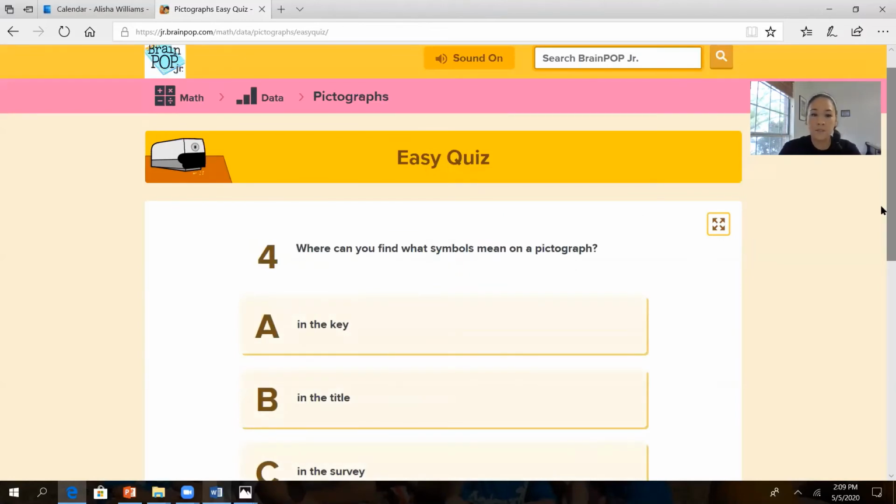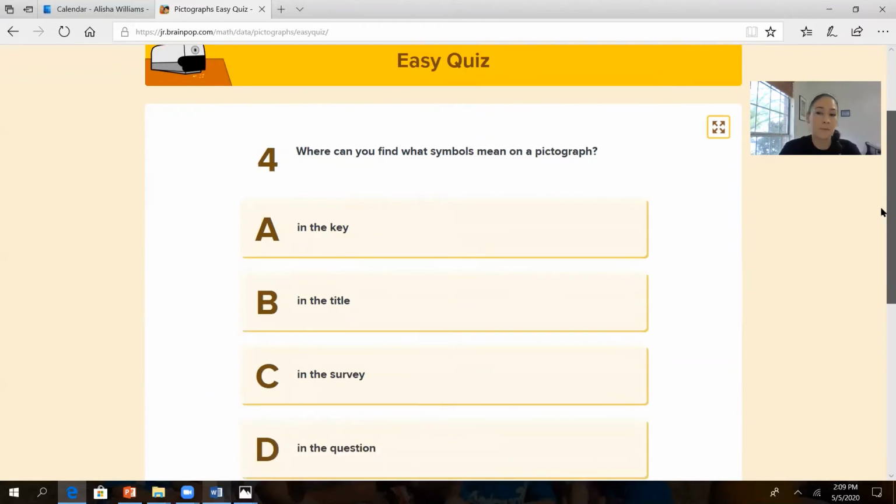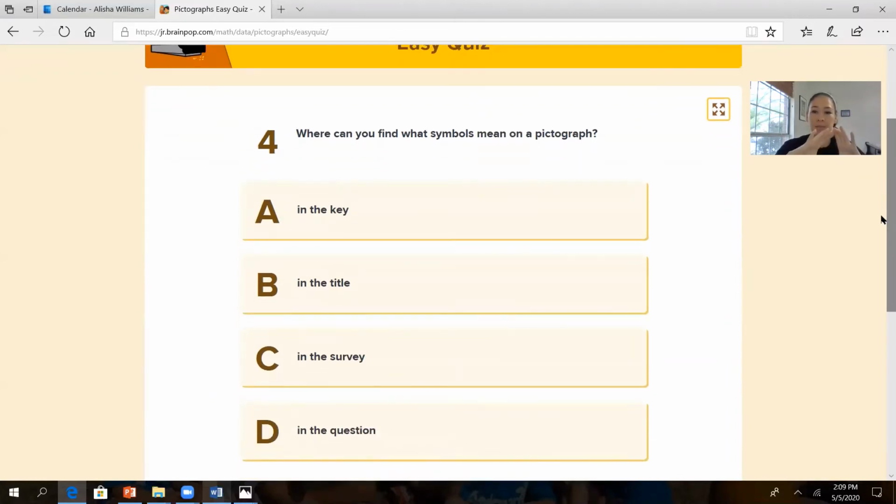Okay, where can you find what a symbol means on a pictograph? Do y'all remember what it was called? What the symbols mean on a pictograph at the bottom? You said key, you got it.